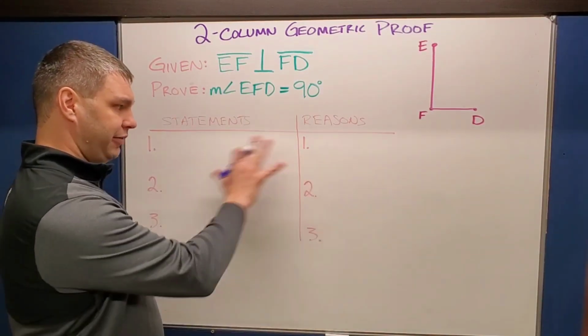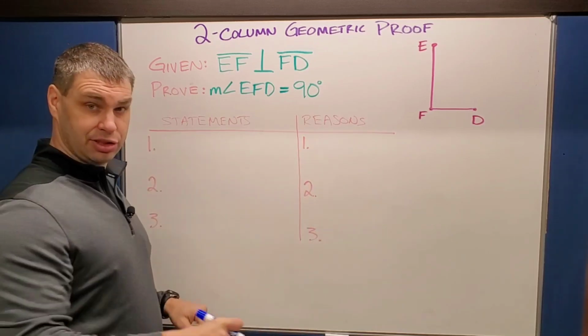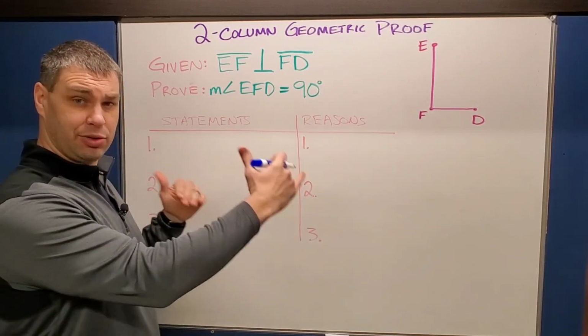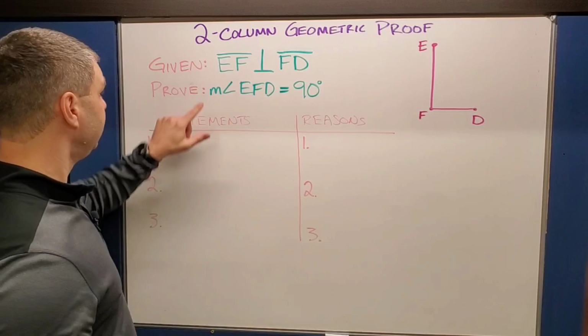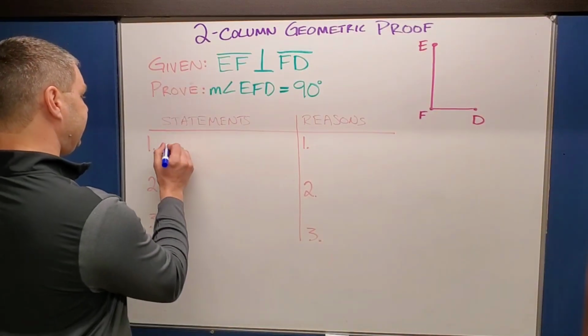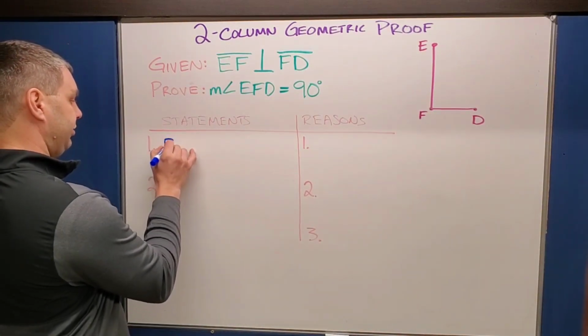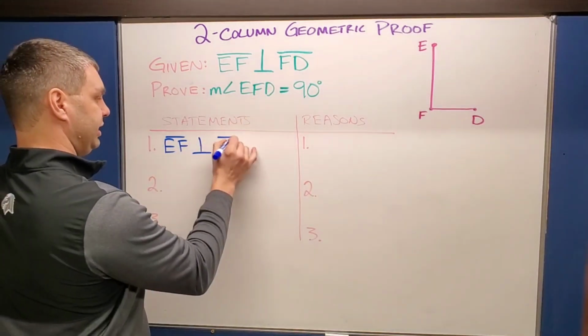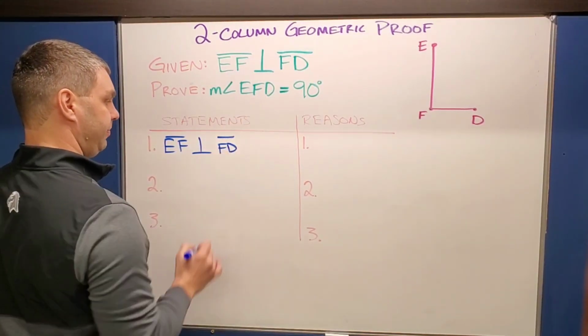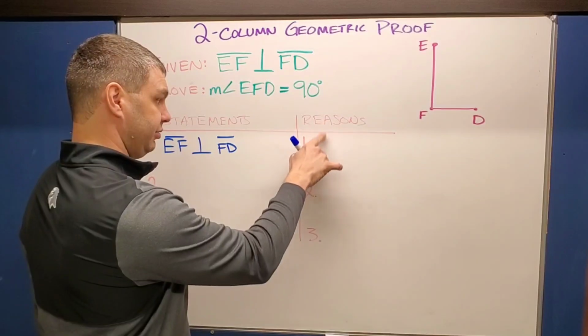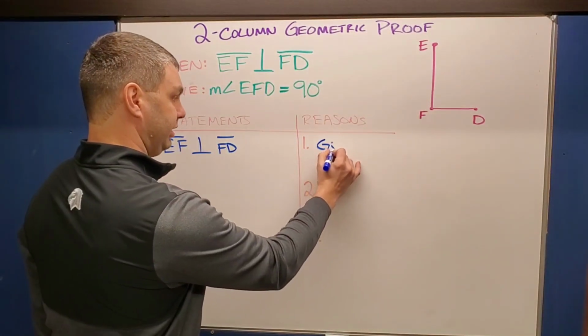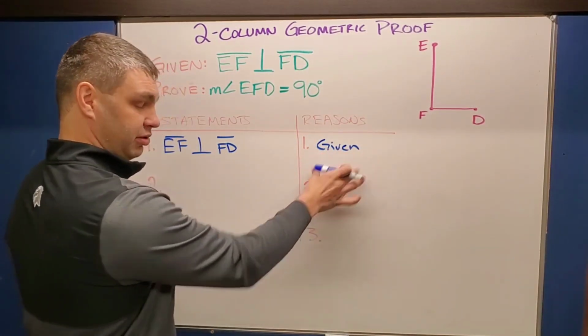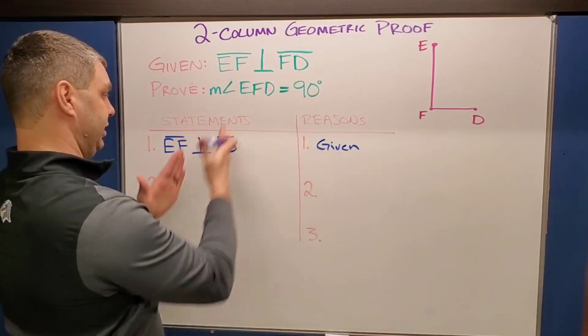And remember, when you have a proof like this that's completely blank, you can start by filling out a few things that go in these automatic slots. First off, we're going to put our given in the first line. I'm going to say that line segment EF is perpendicular to line segment FD. The reason here is going to be given. They gave that to us. So usually this first one is always going to be given, and we write down what that given thing is.